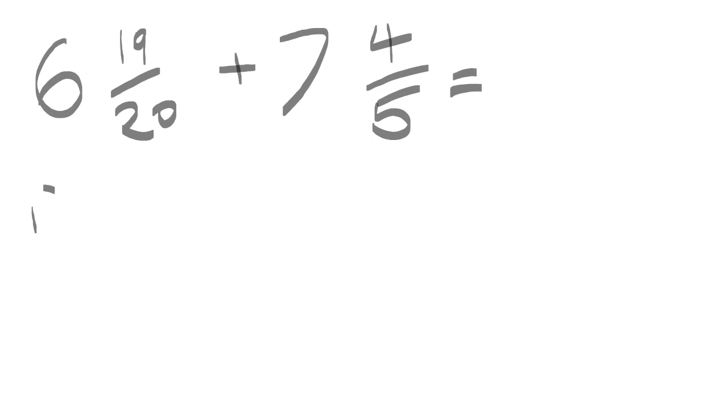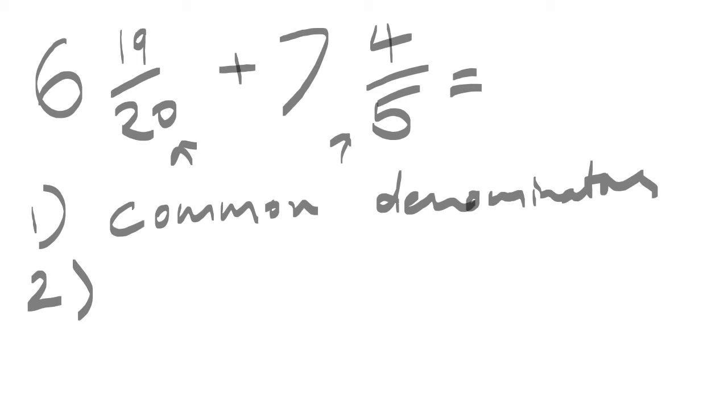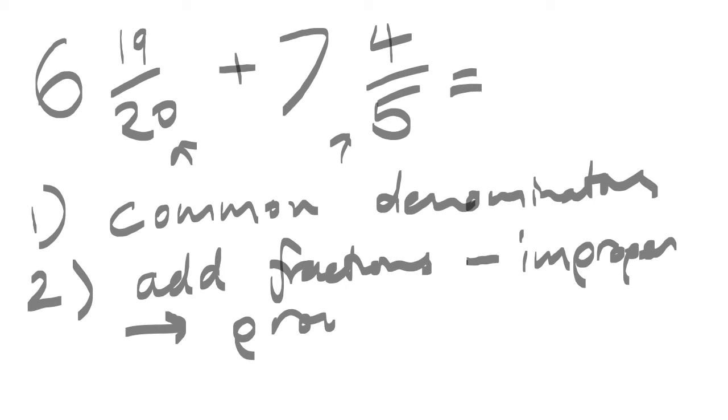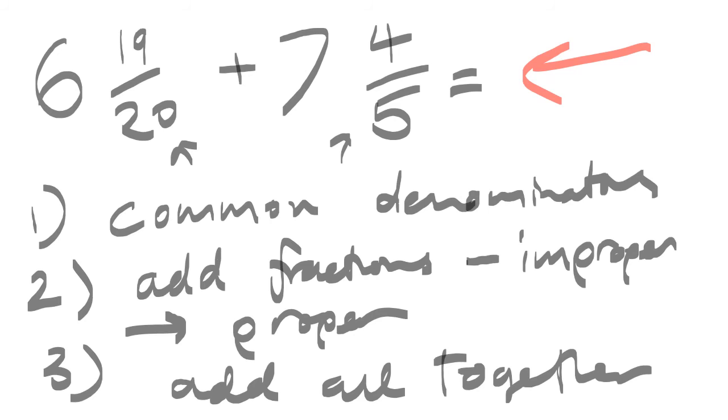Can I guarantee when you do this, first of all, you're going to have to make them common denominators, okay? You can't add 20ths to fifths, you're going to have to make them common denominators. You're going to need to add the fractions together once you've made them common denominators, and you're going to find you're going to have what is called an improper fraction. So you're going to have to make that improper fraction into a proper fraction, okay? And then once you've done that, you can add it all together. And you may need to simplify, I'm not sure yet, but you might need to simplify. Okay, so it's your go. Have a go at this question here. Okay, pause me and have a go.